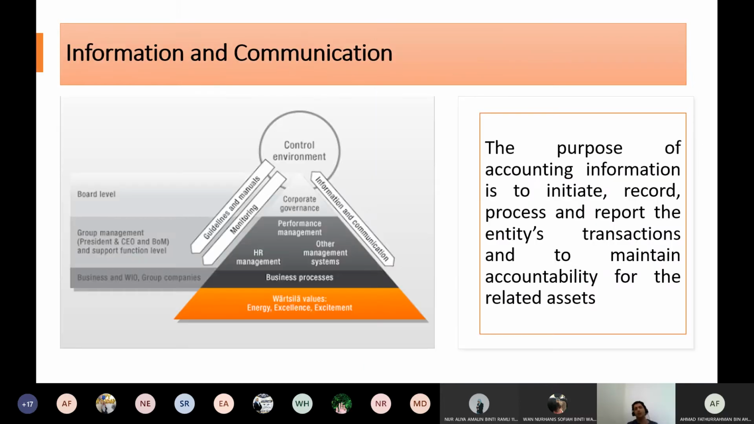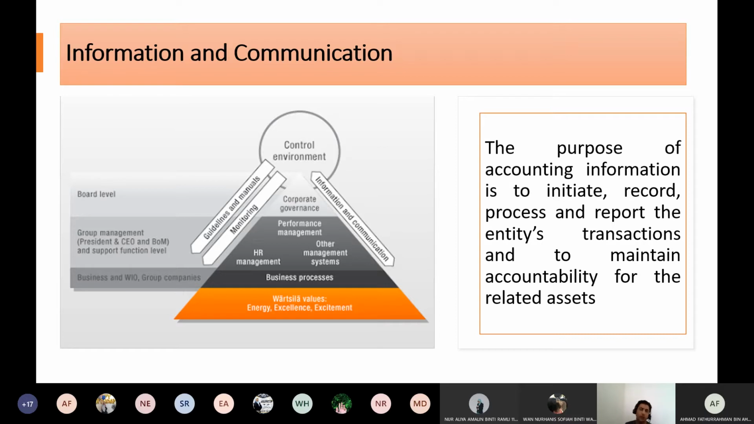Okay, the last component of the COSO framework of internal control is information and communication. The purpose of the accounting information is to initiate, record, process, and report the entity's transactions, and to maintain accountability for the related parties. This is one part of it. So we need to ensure that the accounting information has been prepared and well recorded.